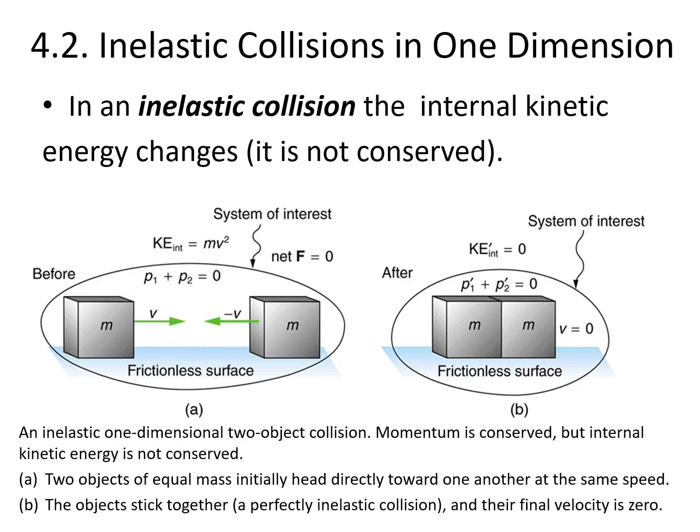Momentum is conserved, but kinetic energy is lost. Before the collision, both objects were moving, so the system had kinetic energy. After they stick together and stop, the kinetic energy is zero. That missing kinetic energy was transformed into other forms during the collision.